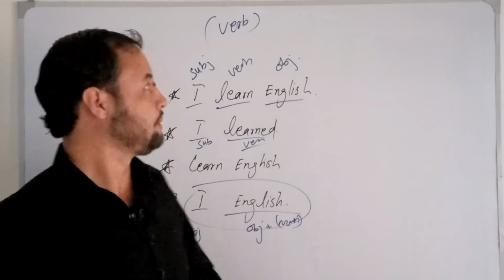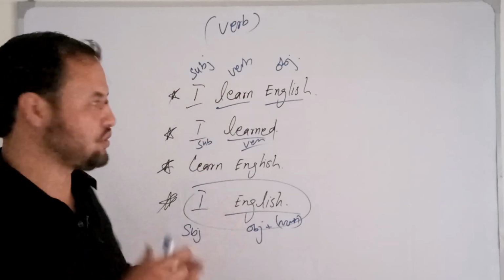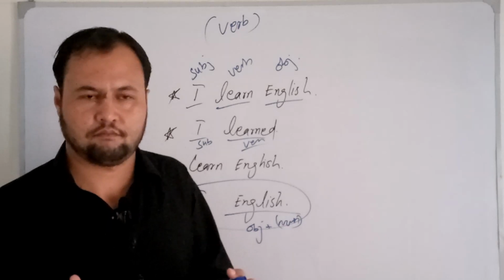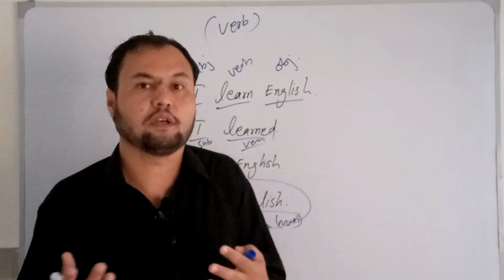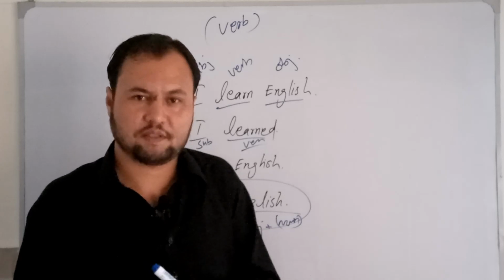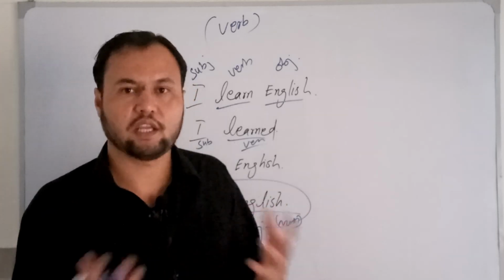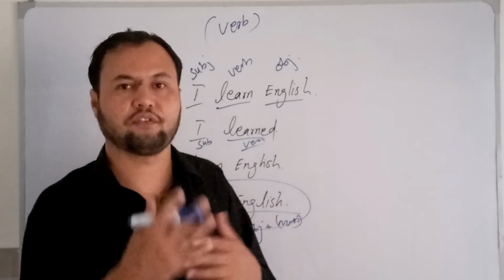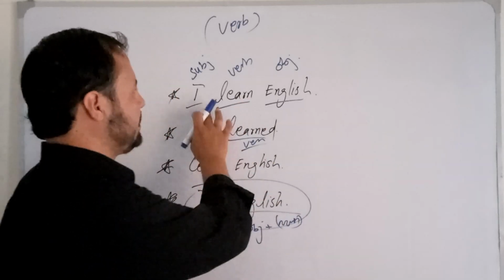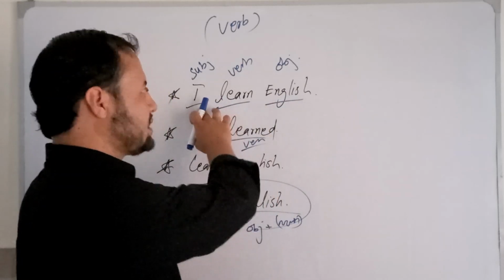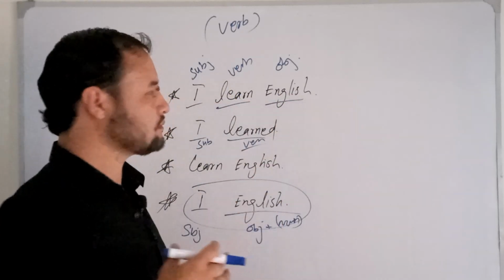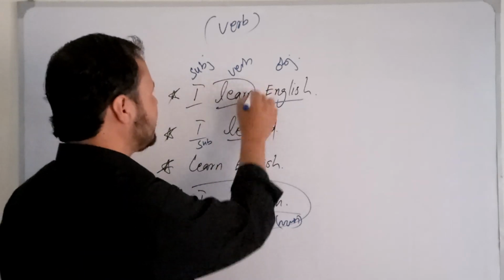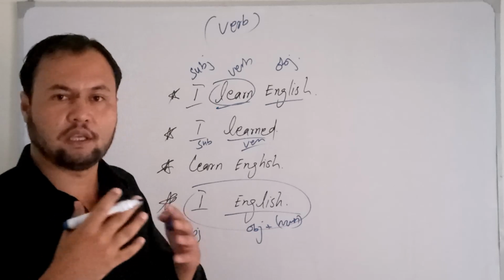Just check it out. Verb. As I mentioned, verb is the heart of a sentence. For example, a human without a heart is nothing. A sentence without a verb is also incomplete. It is partial. It does not give complete sense. As I clarified here, I learn English. I is the subject, learn is the verb, and English is the object. It gives complete sense because this word learn clarifies the action over here.